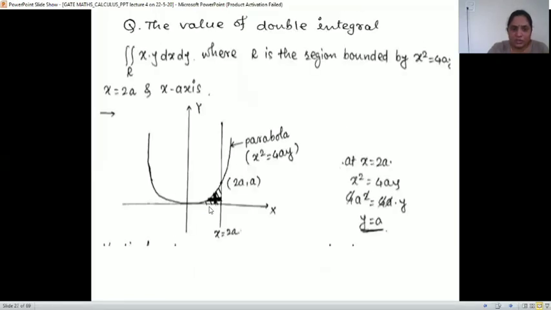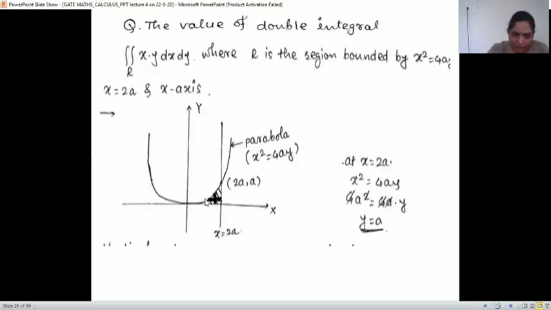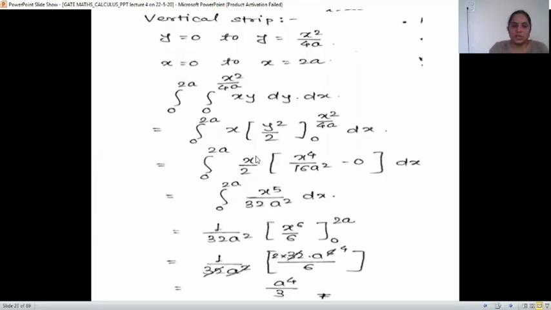So we are drawing a vertical strip. The vertical strip is this strip where the lower limit is the x-axis, that is y is 0, and the upper limit is on this line, which is nothing but the parabola where y is x square by 4a. So y is 0 to x square by 4a. Next, rotating the strip, the lower limit is x is 0 and the upper limit is x is 2a. So these are the limits. Variable limits we write first, so 0 to x square by 4a, and x is 0 to 2a outside.